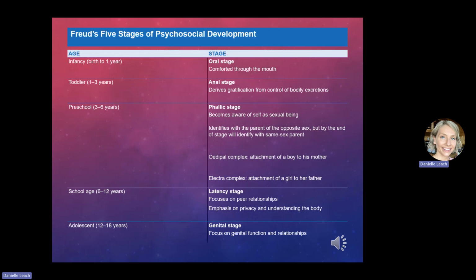And then the last stage is the adolescent stage, 12 to 18 years of age, called the genital stage. This is where a child may be struggling with sexuality. Their sexual desires return at this time due to fluctuating hormones and puberty. They may have changing social relationships, and they need to learn to basically manage their sexuality in socially acceptable ways.